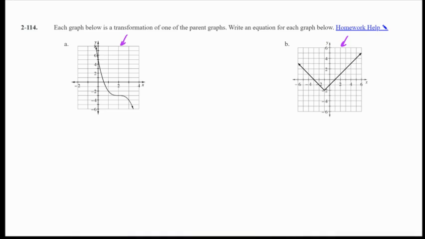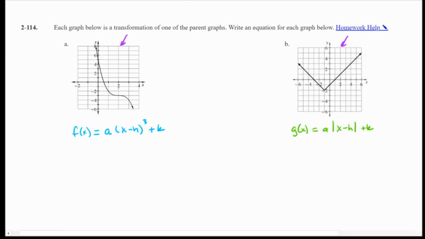So the first one here, I'm going to say f of x equals a, I don't know what the a value is, times (x minus h) cubed plus k. So that's going to be how I break that one down. The second equation will be the same idea, a, but then it's an absolute value function. So it just changes what the math is that's happening to the x value. So we'll start with the cubic function here.